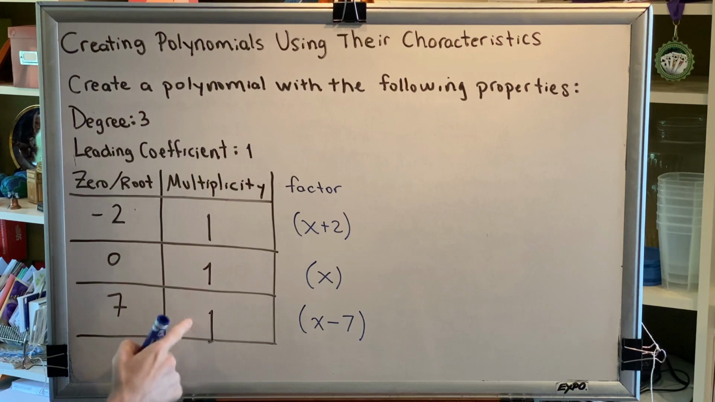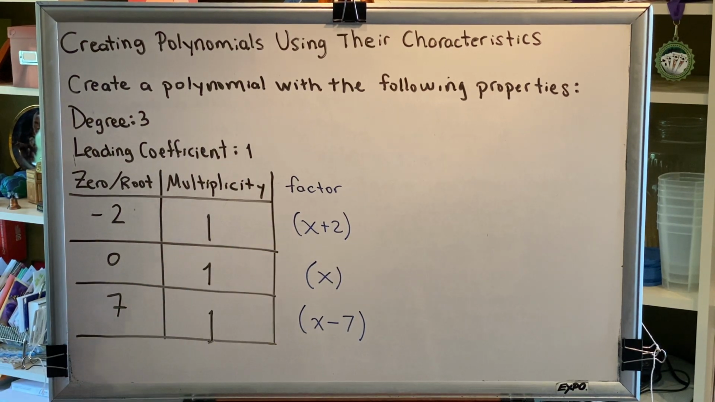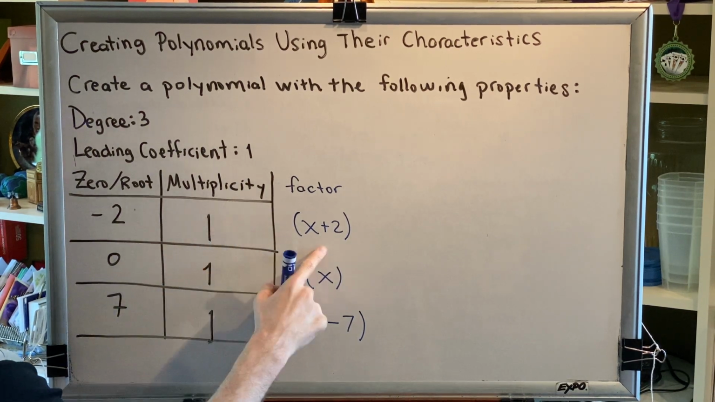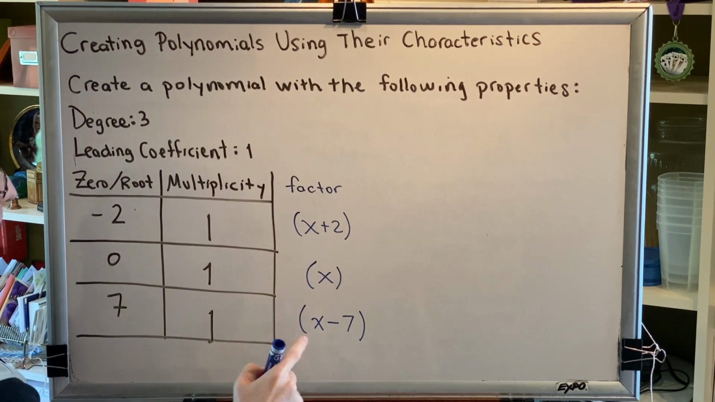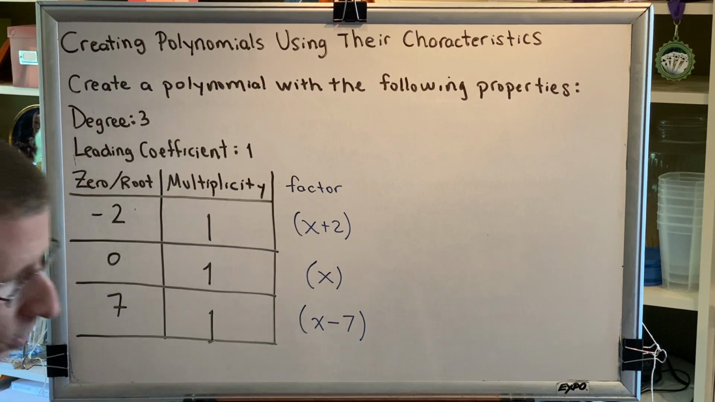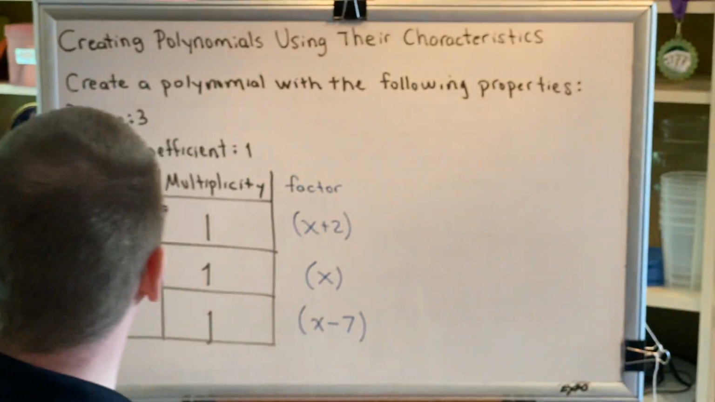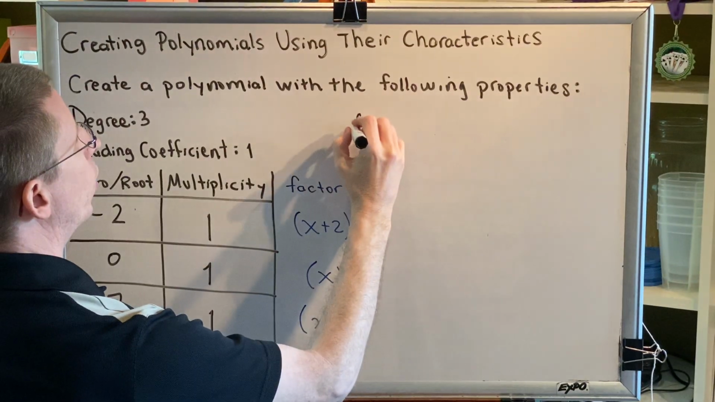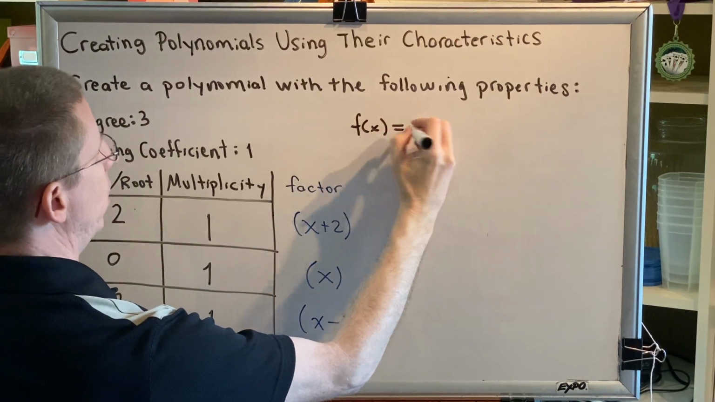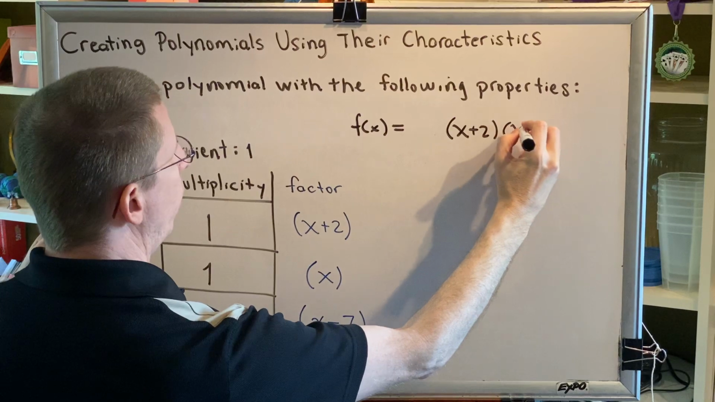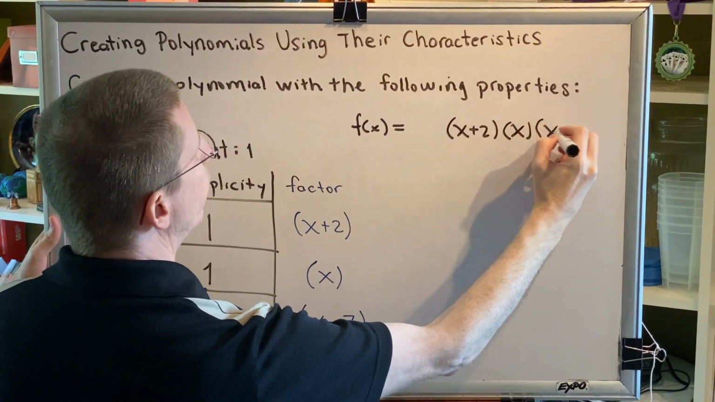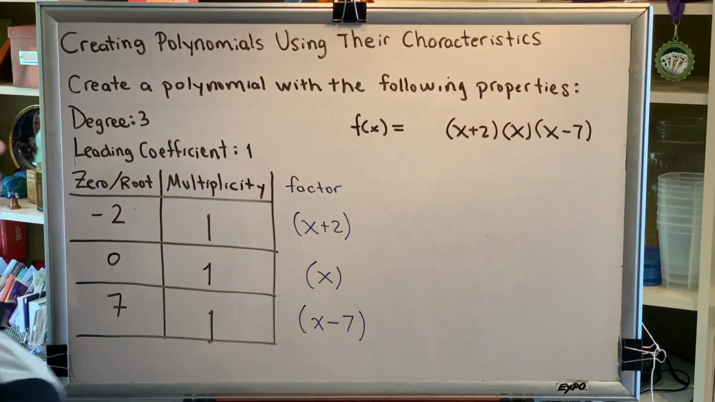Now the multiplicity tells me how many of each factor to use. So there will be just one x plus 2 in our answer, one x in our answer, and one x minus 7 in our answer. So we are now ready to create our function. So our function will be f of x equals, we have one factor of x plus 2, one factor of x, and one factor of x minus 7.